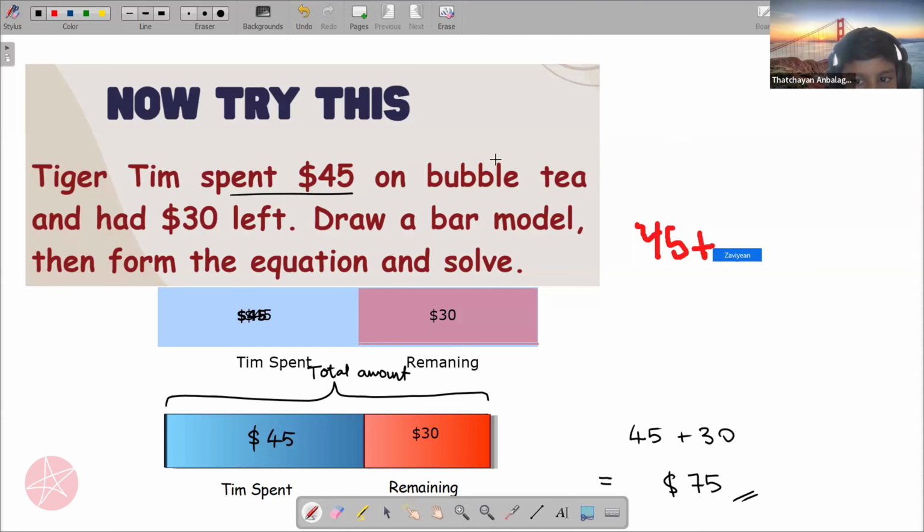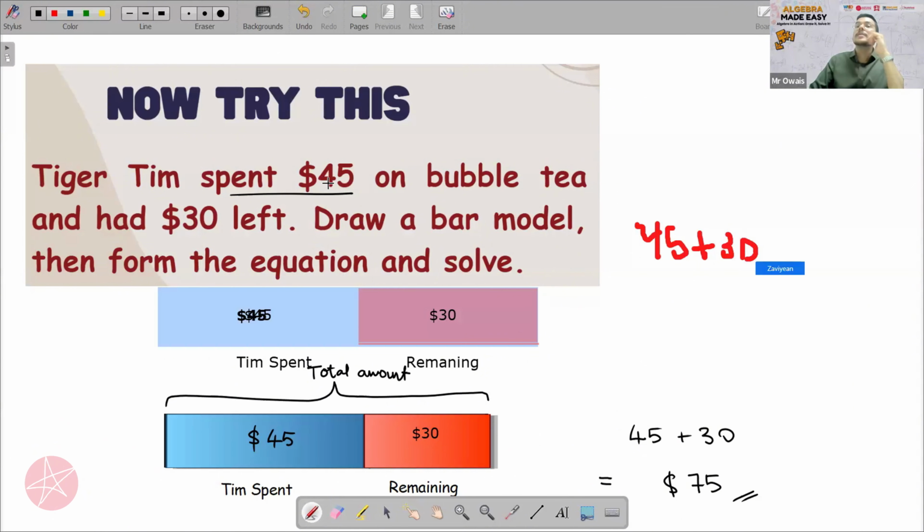Okay, so because he had $75 and then he spent 45, we're going to do 75 minus 45, right? Because now that money is gone. So we want to do 75 minus 45. This is to check the answer, okay? This is to check. So can you guys do this with me?